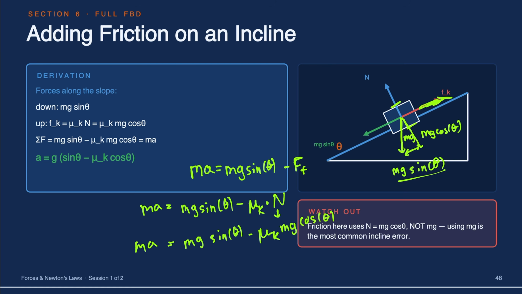m can still cancel out everywhere here because m is in every term. a is equal to g times sine of theta. So if I factor out the g here, the g is also over here, right? So it gets factored out as well. Minus mu k times cosine theta. There you go. That's your acceleration.